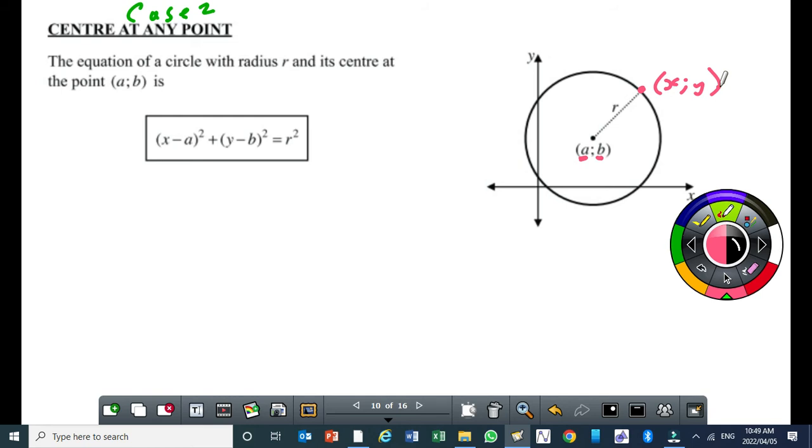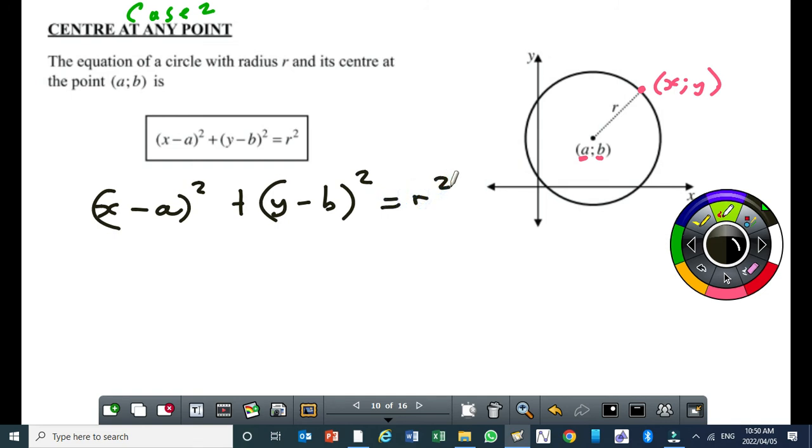Again, if we use the distance formula, and I consider the (x, y) point as my x1 or x2, you end up having x minus a, because a is an x value, plus y minus b, squared, because b is a y value. This will give you r squared. And again, this comes from the distance formula, which comes from the theorem of Pythagoras.